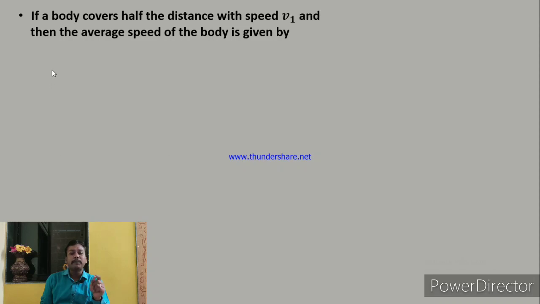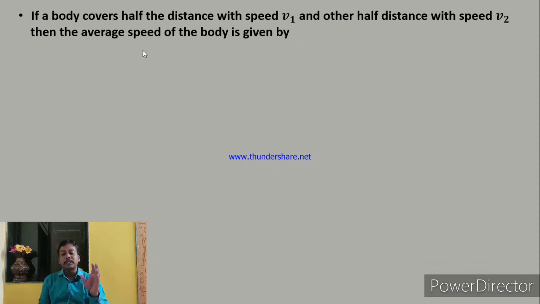If a body covers half the distance with speed v1 and the other half distance with speed v2, then the average speed of the body is given by... One condition is given here. If half the total distance is covered by the body with speed v1 and half the distance is covered with v2, then to calculate the average speed, the formula becomes v average is equal to 2 v1 v2 upon v1 plus v2, where v1 is the speed for half distance and v2 is the speed for the other half distance.